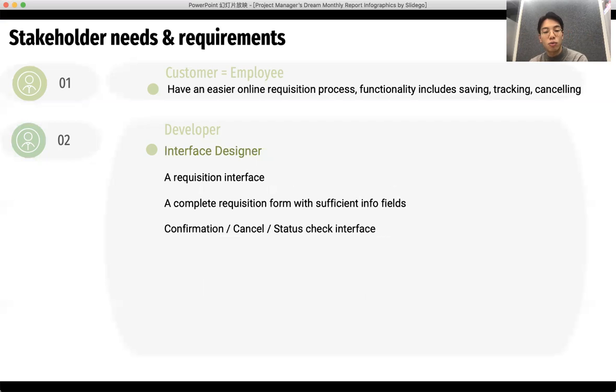They need a requisition interface, a complete and technically very satisfying requisition form with sufficient information fields. And they may also need to design more interfaces, such as the confirmation page, the cancel page, and the status checking interface page.